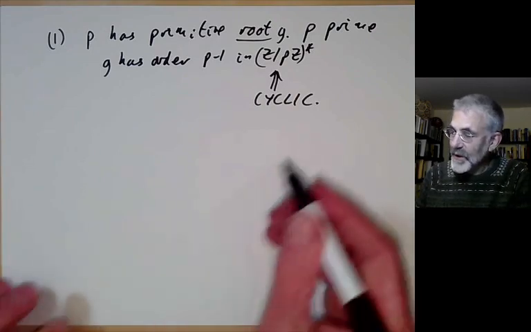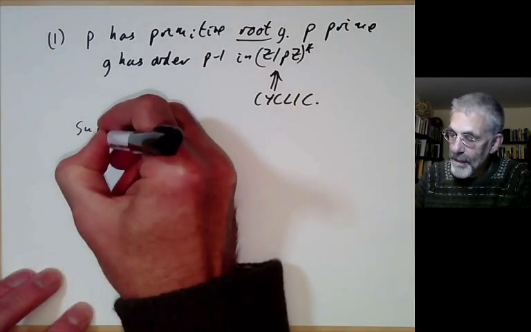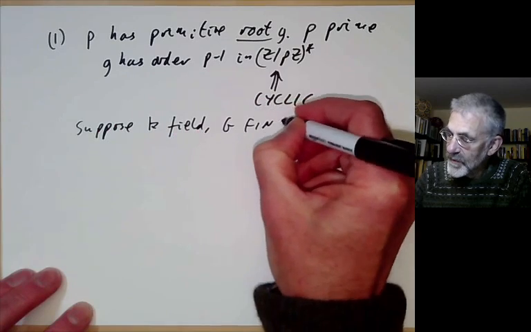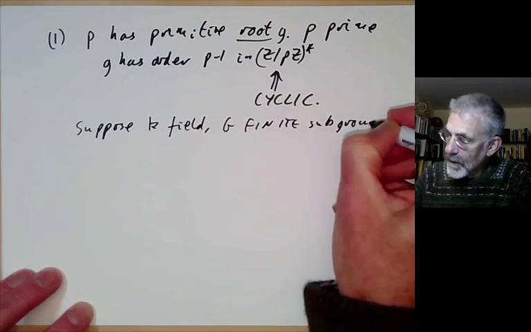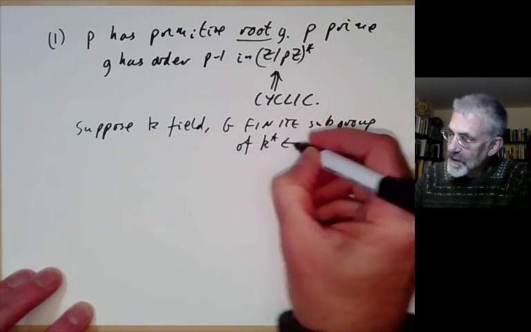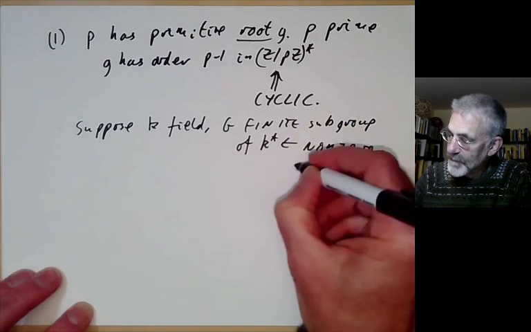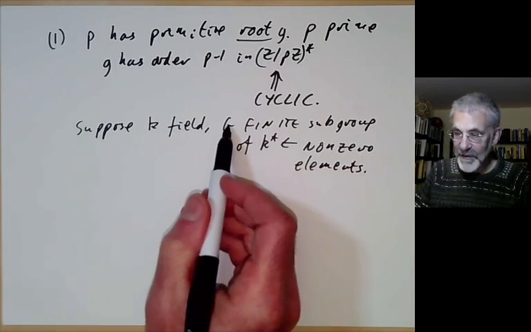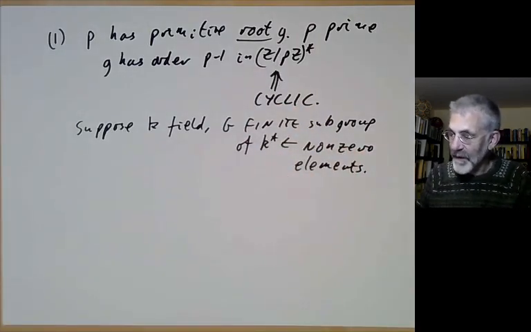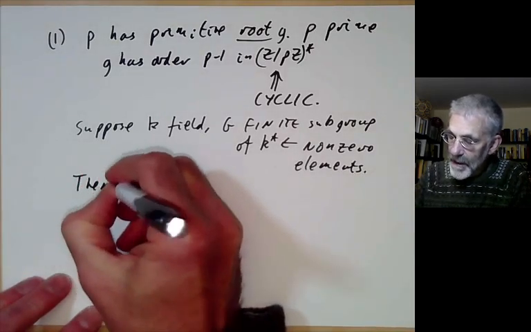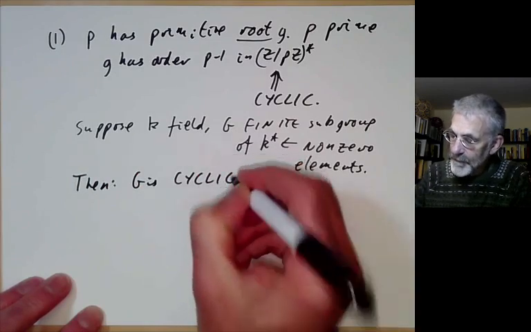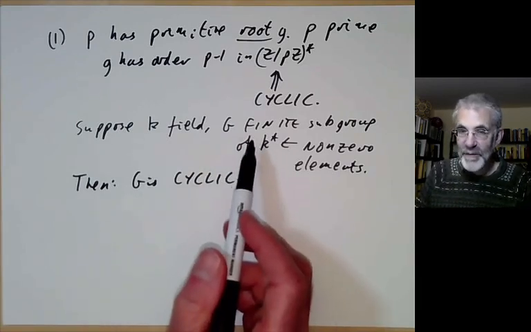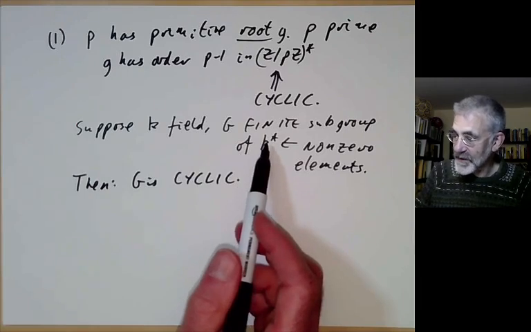And now we want a generalization of this to fields. So suppose k is a field and G a finite subgroup of k star. This means the non-zero elements under multiplication. So for example, if k is a finite field, we could take G to be all non-zero elements, because that is a finite subgroup. Then G is a cyclic group. So this generalizes the theorem about a primitive root to all fields. It just says that any finite subgroup of the multiplicative group of a field is always cyclic.